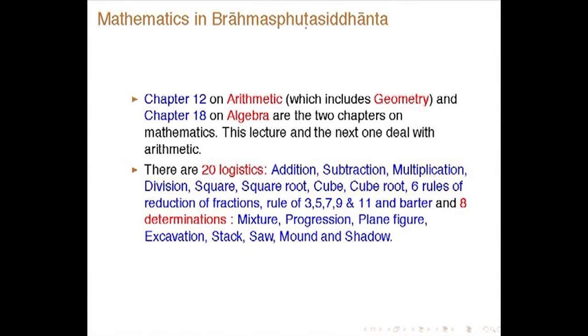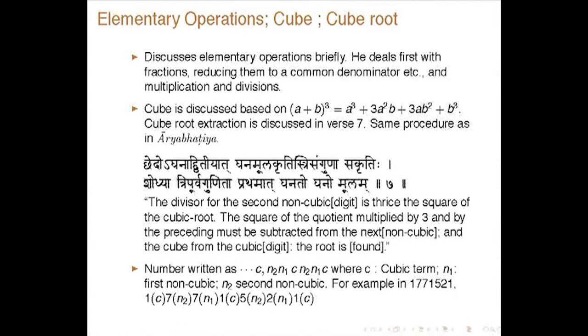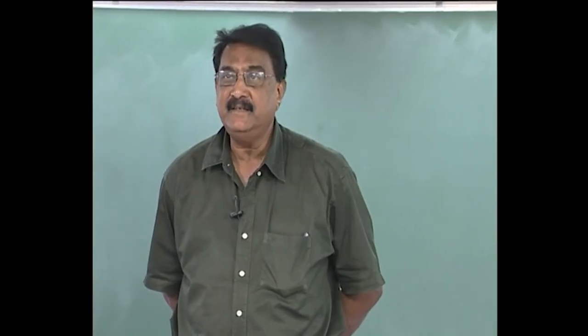There are some 6 rules of reduction of fractions. Then the rule of proportions, rule of 3, 5, 7, 9 and 11, and barter, and what he calls 8 determinations: mixture, progression, plane figures, excavations, stacks, saw, mound and shadow. So that is how he divides it. Most elementary operations he will discuss only briefly, as if people are expected to know them already. And he deals first with fractions, reducing them to a common denominator, etcetera, and multiplications and divisions.